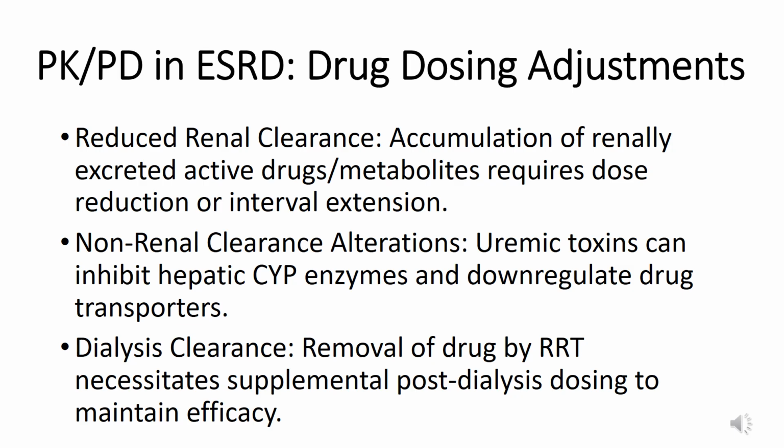One of the most important changes is reduced renal clearance. Many medications are eliminated through the kidneys. Some drugs are excreted unchanged. Others are converted into active metabolites that also depend on renal excretion. When kidney function declines, these substances cannot be removed efficiently. As a result, drugs begin to accumulate in the body. Drug concentrations may rise to toxic levels. Patients become more vulnerable to adverse effects. This is why medication dosing must be adjusted carefully.